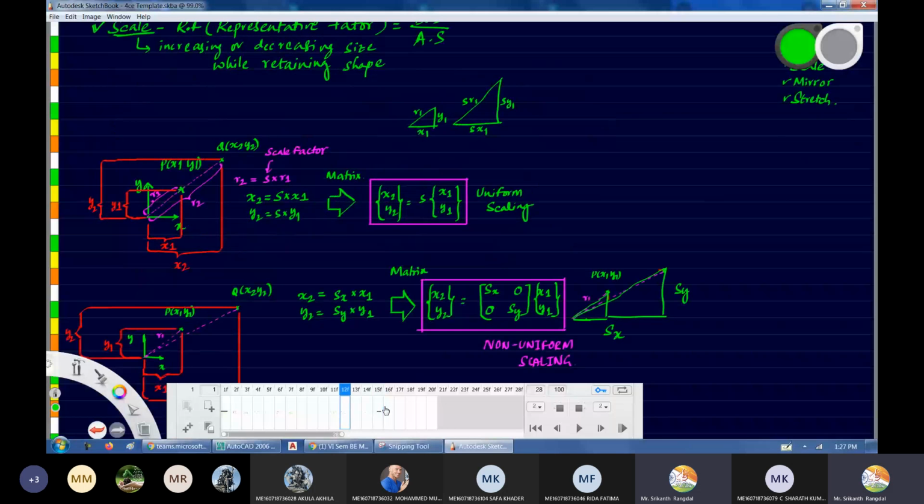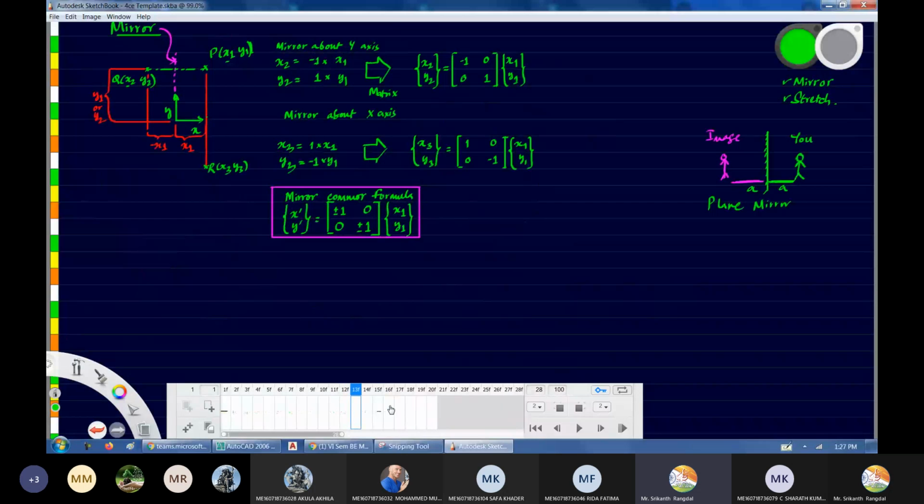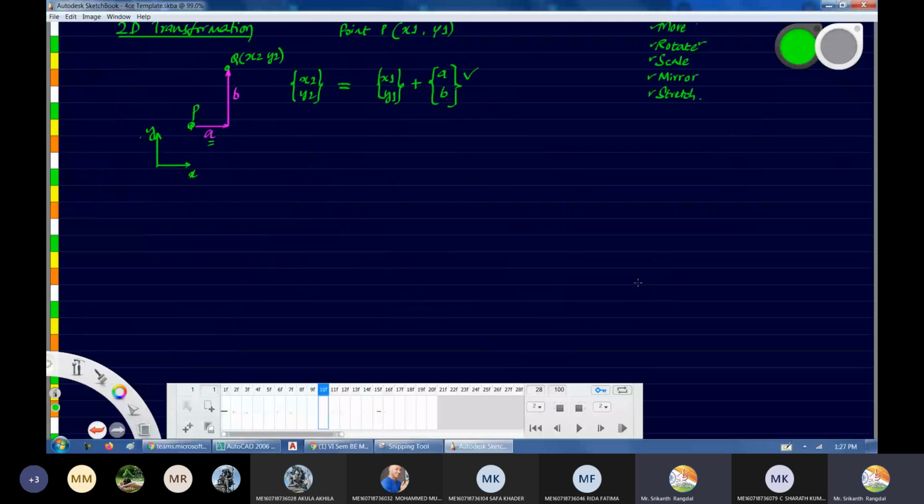Mirror was the last one, right? Yeah, mirror was the last one. We also have something called stretch, but for stretch we will not have a separate matrix formula. The matrix formula will be almost the same as the transform or the move. So the same equation can be applied for scale and stretch also. This is move, and the same matrix can be applied for stretch as well. And now let's go ahead and do some problems.